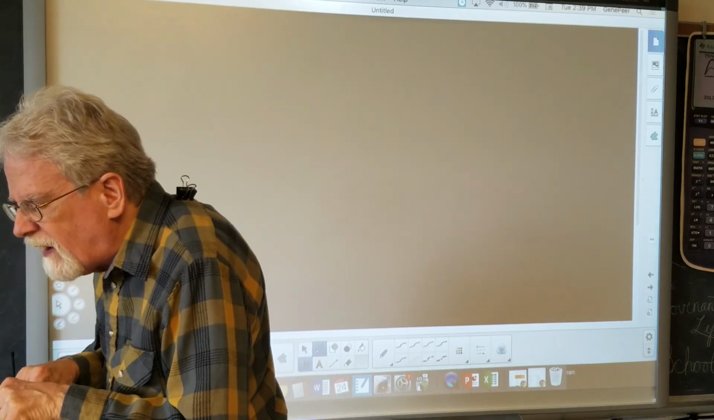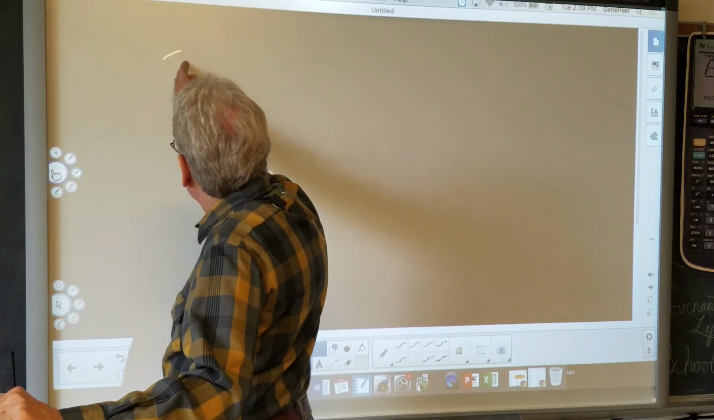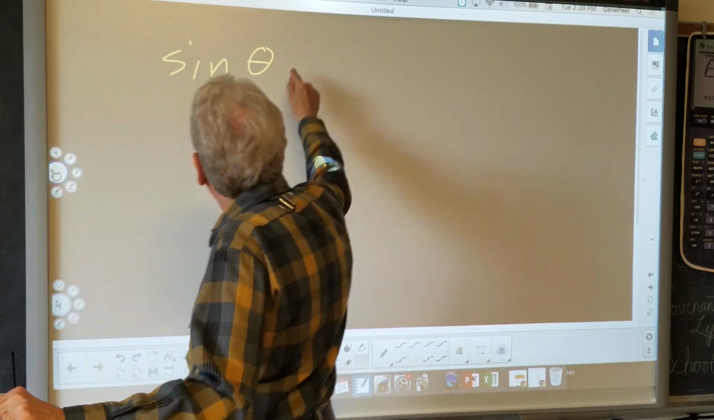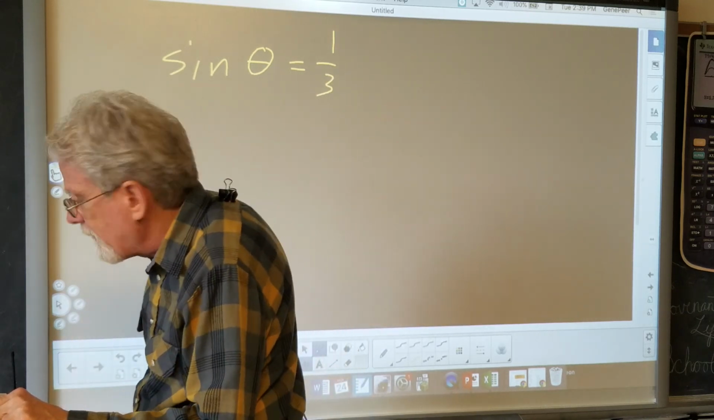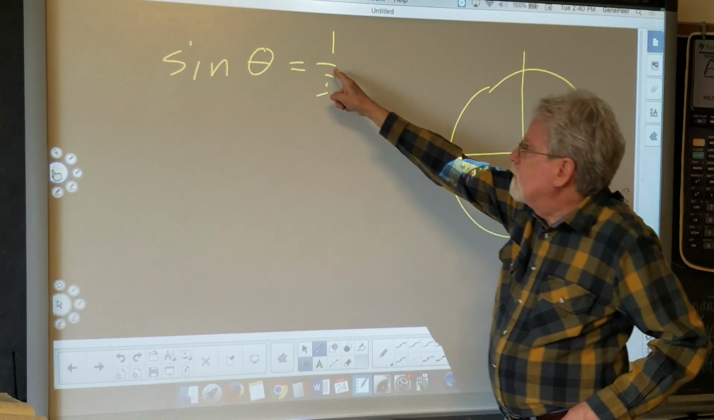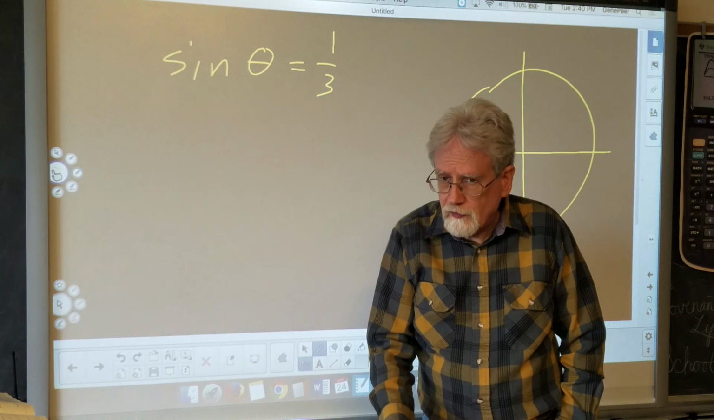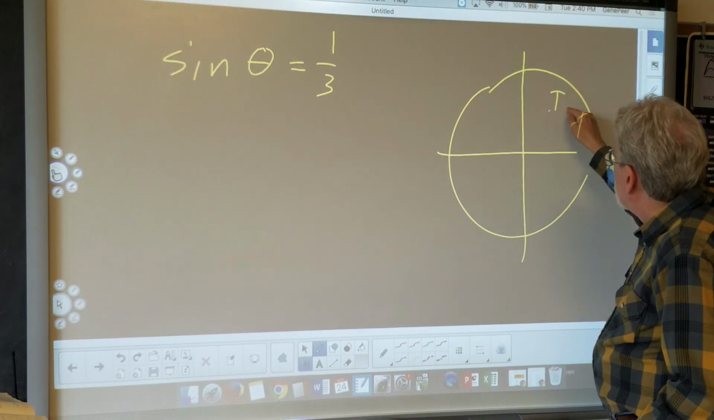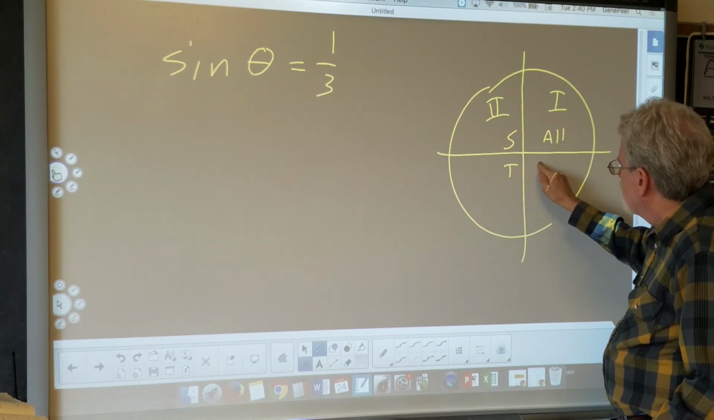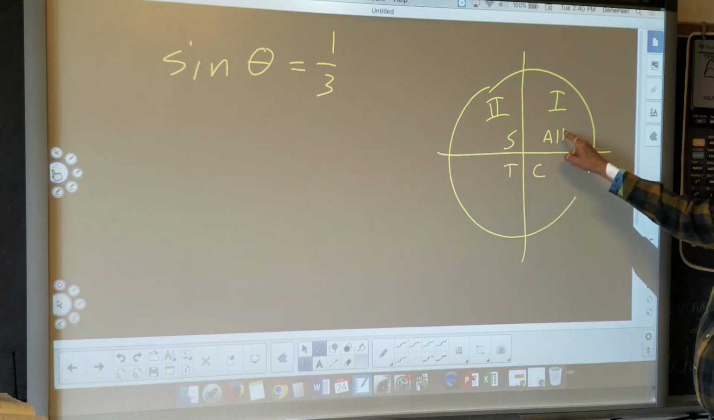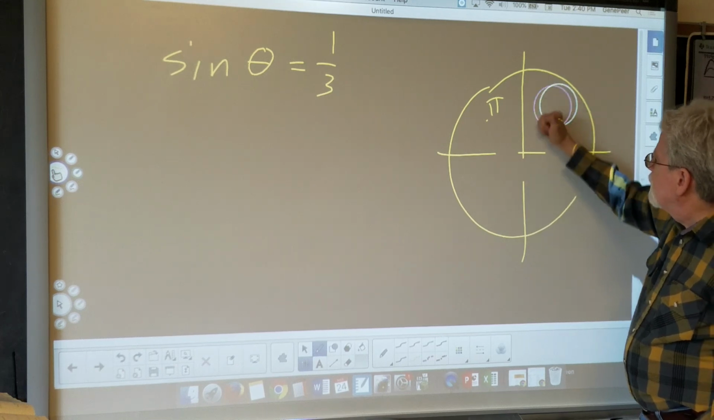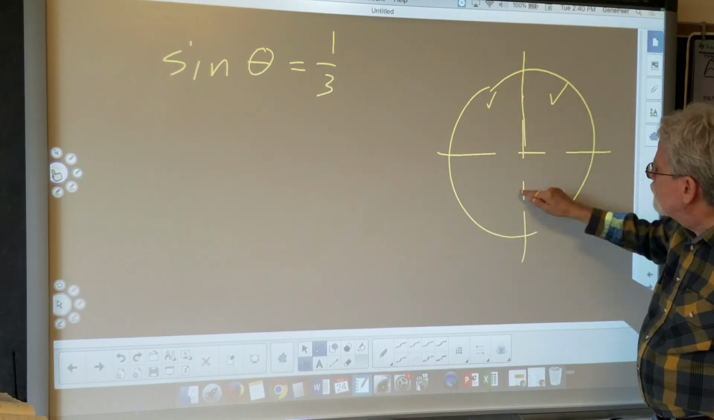I'm now looking at example 5 on page 380, and it goes like this. Suppose I know that the sine of my mystery angle theta is exactly 1/3. By the way, unit circle. If the sine is 1/3, this is positive. Where is sine positive? Sine is positive in quadrants 1 and 2. So sine is positive here and here. So this angle, whatever it may be, must be in quadrants 1 or 2. That much we know so far.